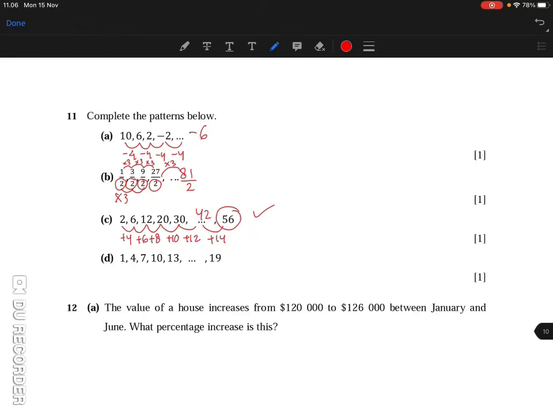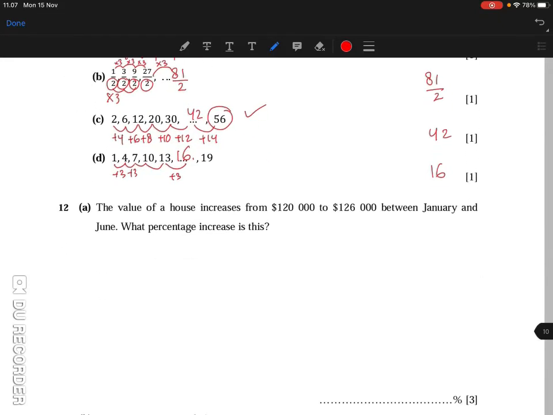Now let's move on to this. Plus 3, plus 3, plus 3, plus 3. So we need to add 3 to this. It's 16. So the answers are negative 6, 81 over 2, 42, and 16.